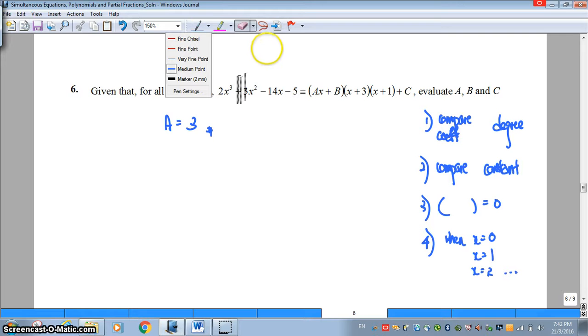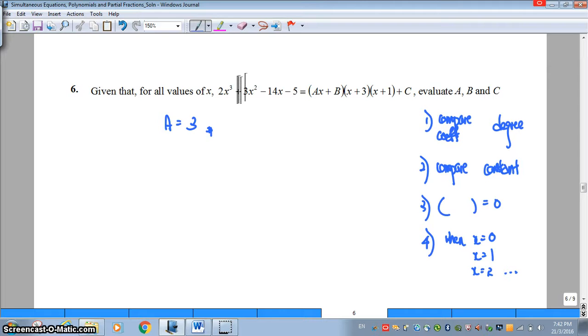Okay, I'm going to do the constant now. Notice on your left hand side, the constant that you have is -5. On the right hand side, if we were to compare our constant, you need b multiplied by 3 multiplied by 1 plus another c over here. So it's not so straightforward. You do not get the answer immediately. So I will ignore part 2. Move on to part 3.